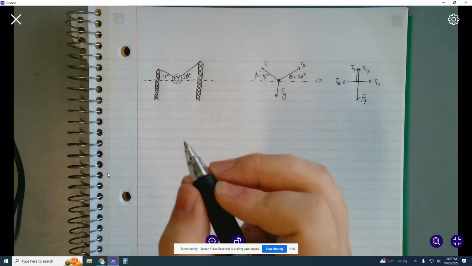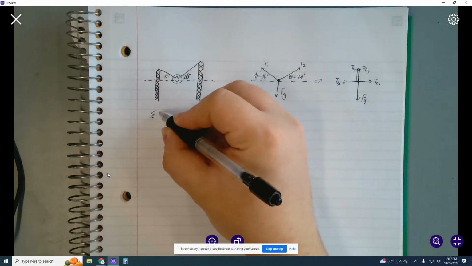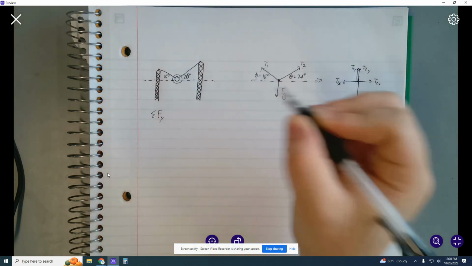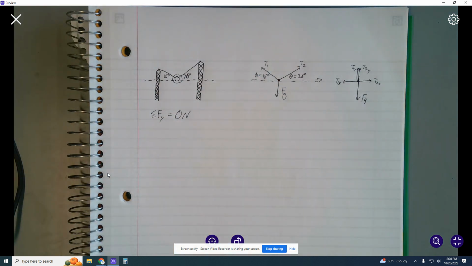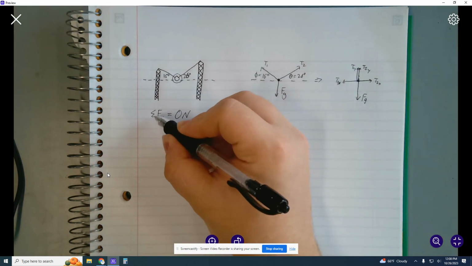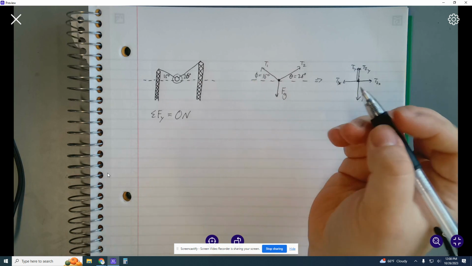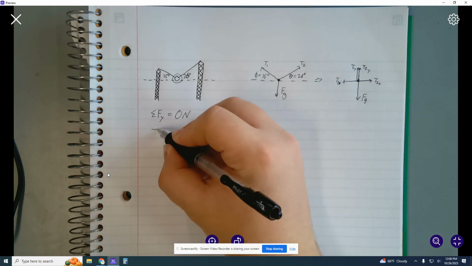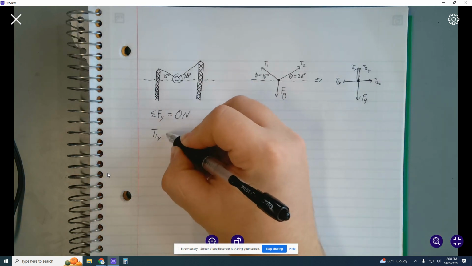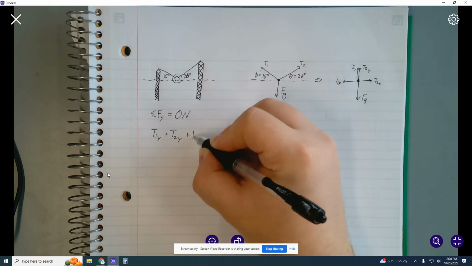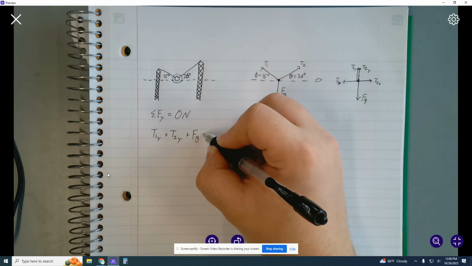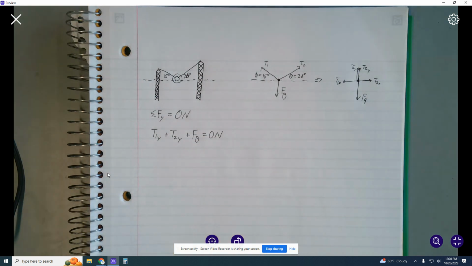So what I'm going to do is start by writing my relation here for forces. I know my forces in the y need to cancel to 0 newtons. I know this because the ride is at rest. This is just before the riders are dropped. So my sum of the forces in the y is equal to T1 in the y plus T2 in the y plus our gravitational force, and that is still equal to 0 newtons.